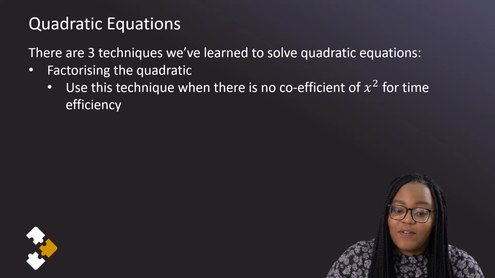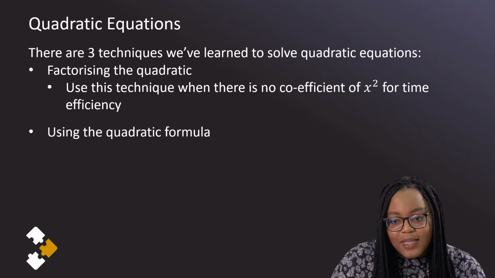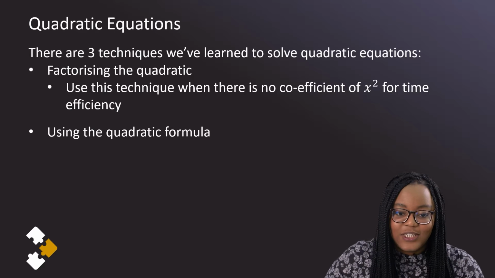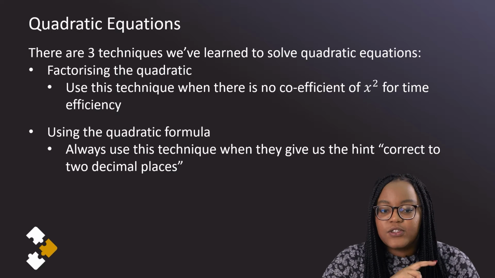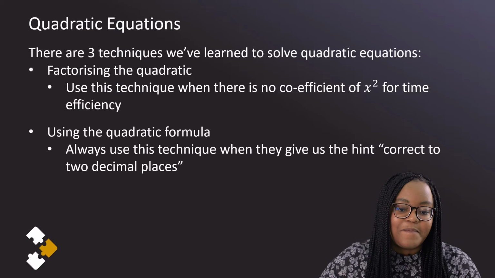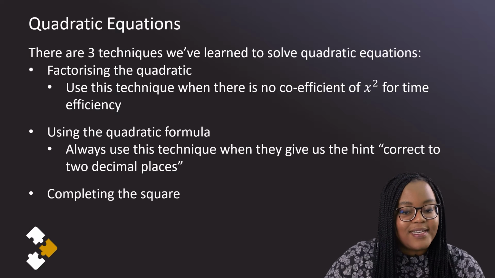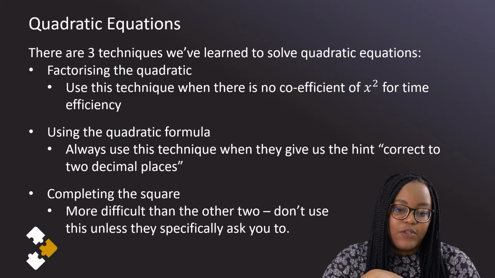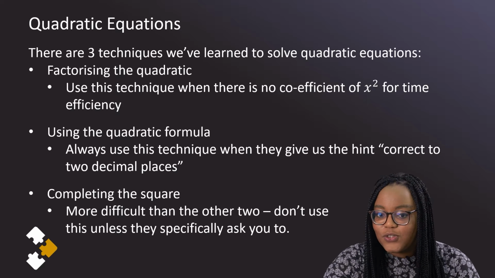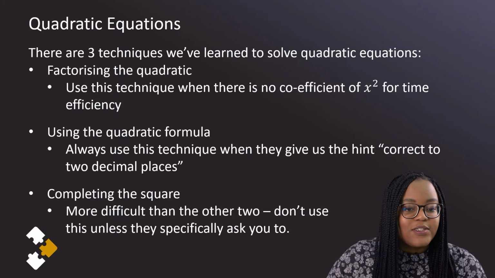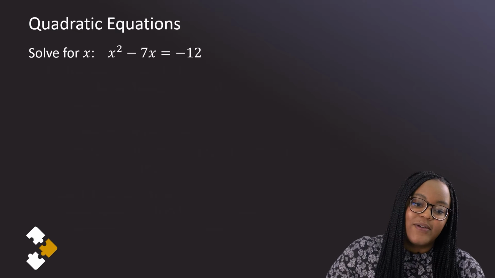The second method which we have learned to solve quadratic equations is using the quadratic formula, which will be on your formula sheet. And we tend to use this technique when they give us the hint correct to 2 decimal places. The final method we use to solve quadratic equations is completing the square, and this is the most difficult of the three methods, so try not to use this method unless they have specifically asked you to use it.